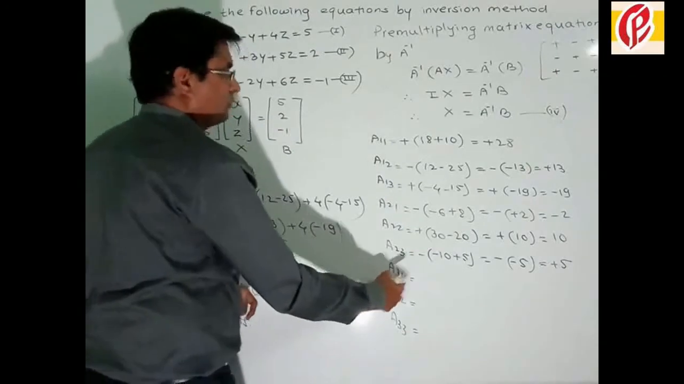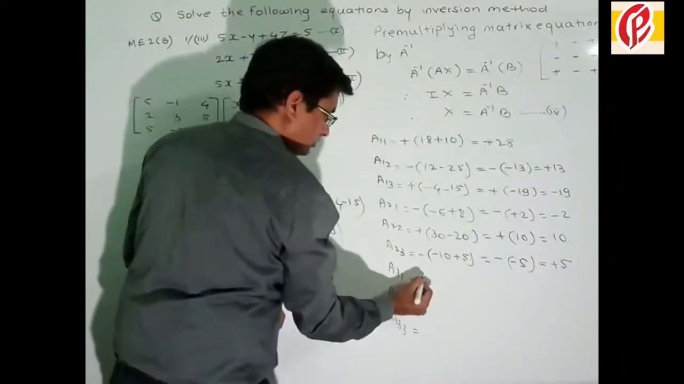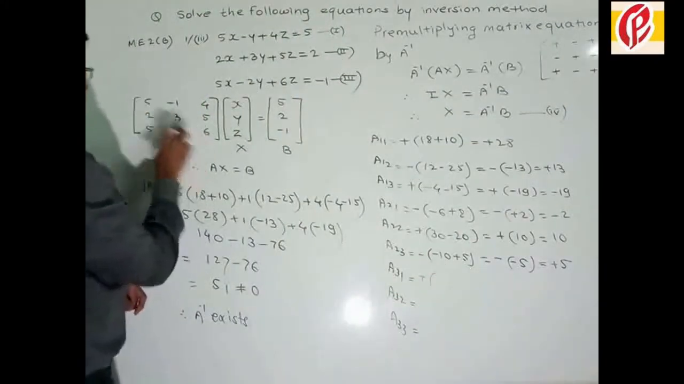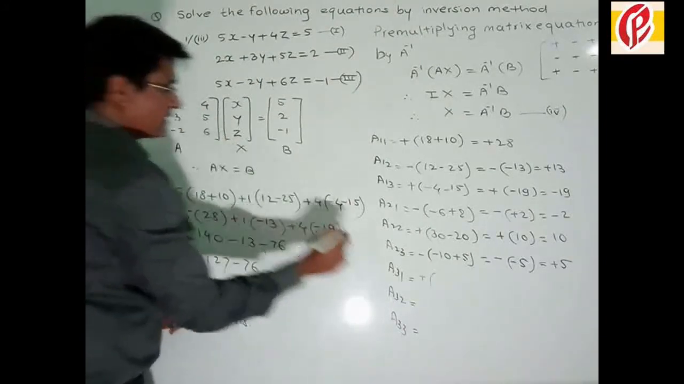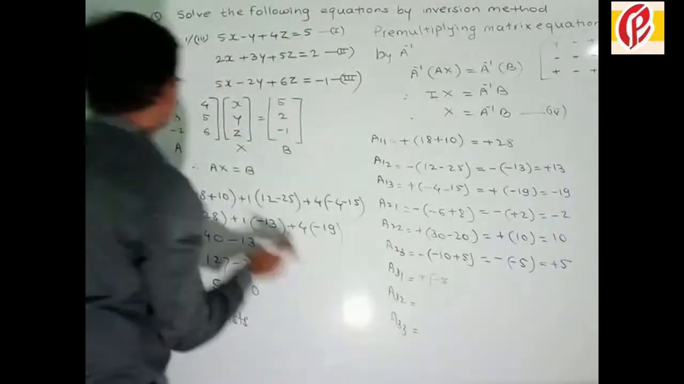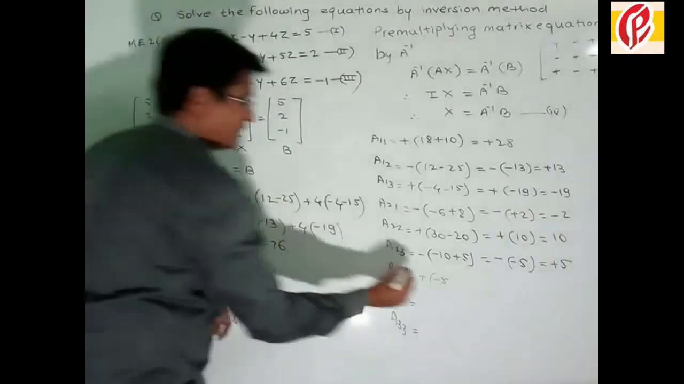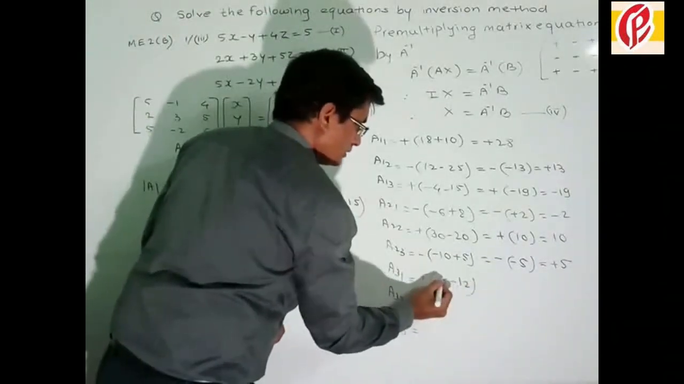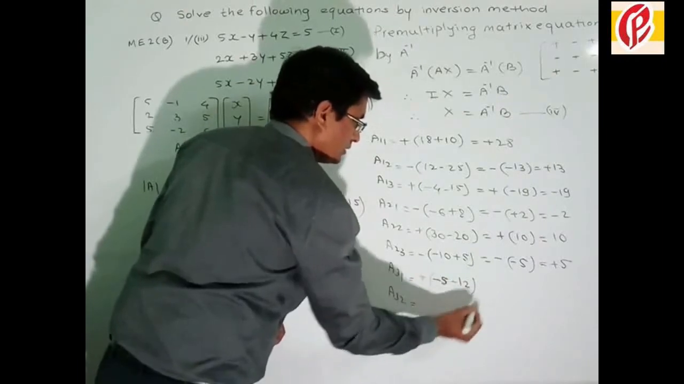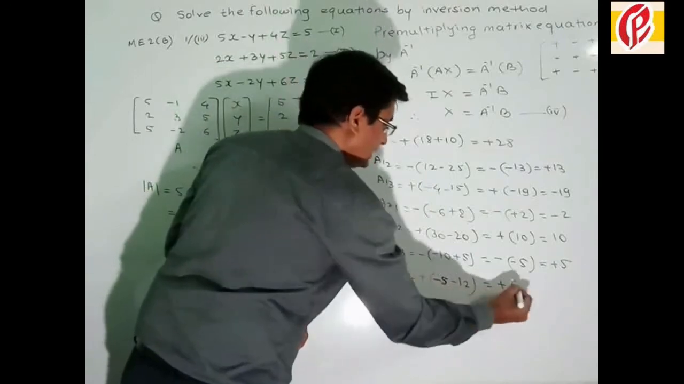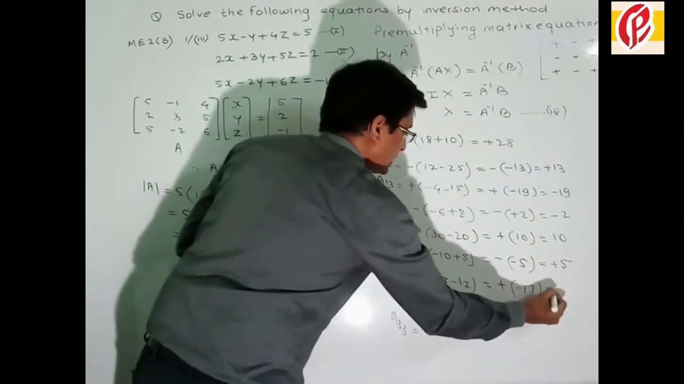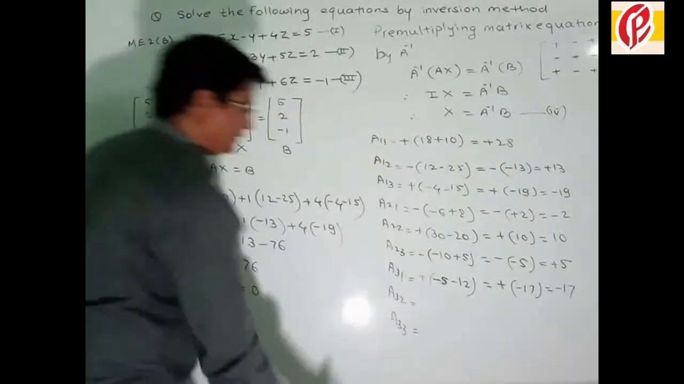Then third row, first column, sign is plus. Third row, first column. So these are the elements. So 5 1s are 5, minus 5. 3 4s are 12, minus 12. So is equal to plus in bracket 12 plus 5, 17, minus 17. So answer is minus 17.